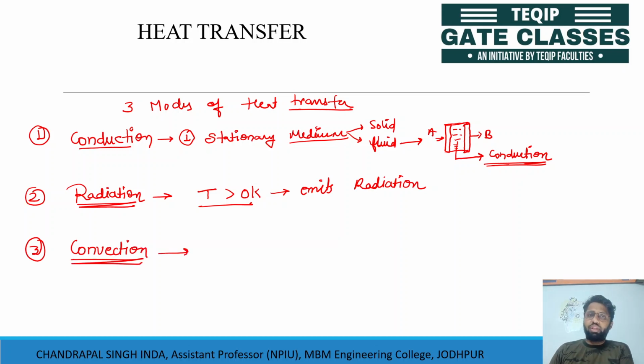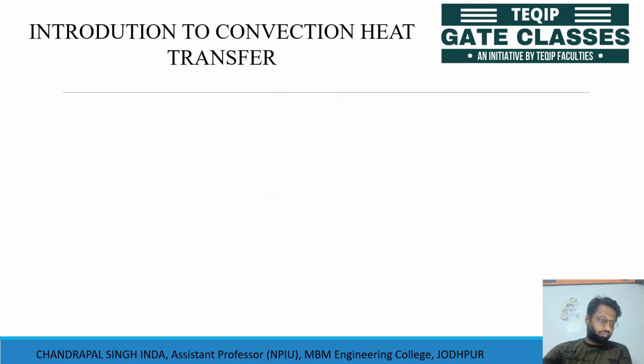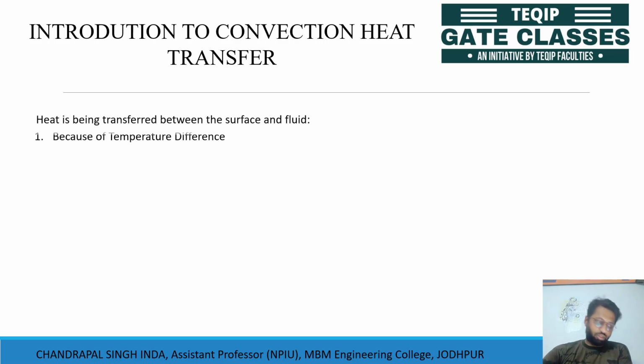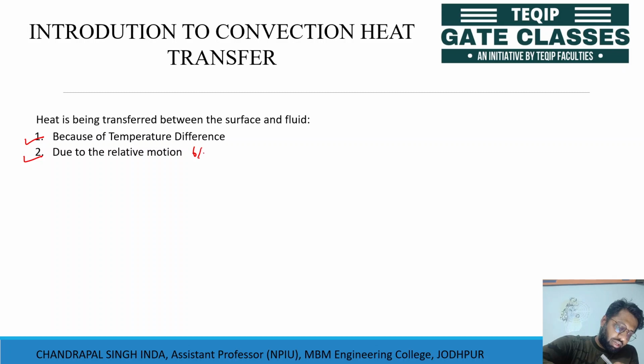Let's start with the introduction of convection. Convection is a mode of heat transfer in which heat transfer occurs between a solid surface and a fluid just due to the relative motion between them. So the primary condition for heat transfer is that there should be a temperature difference, and for convection the second condition is that there should be a relative motion between the given solid surface and the fluid.